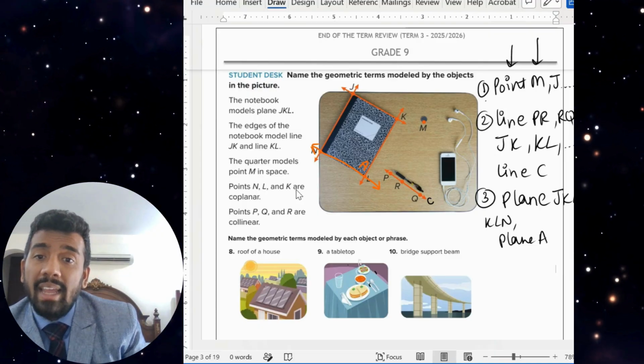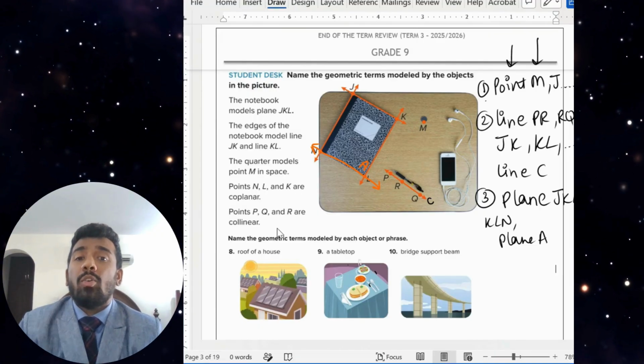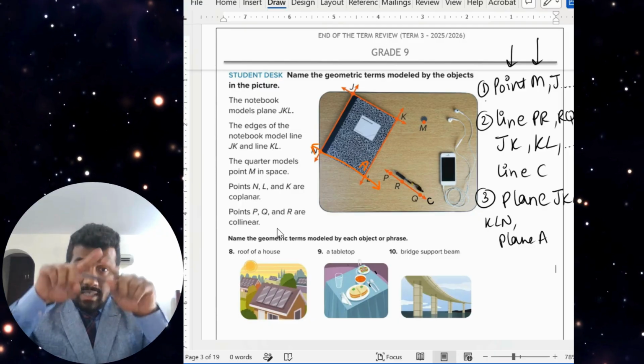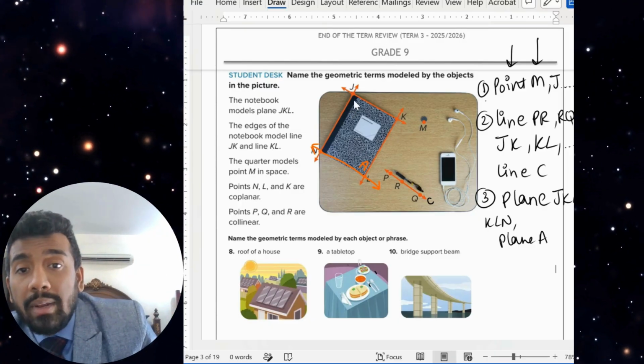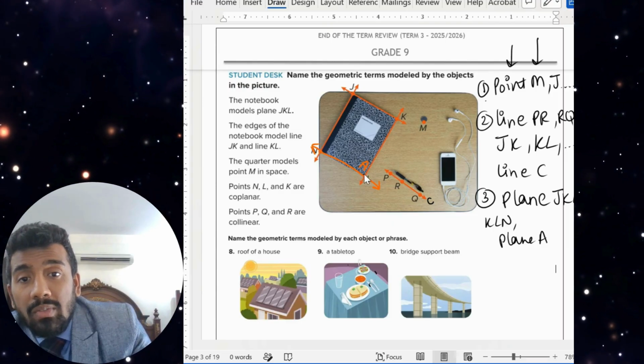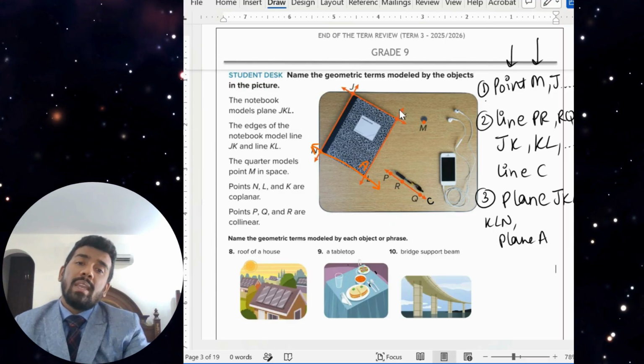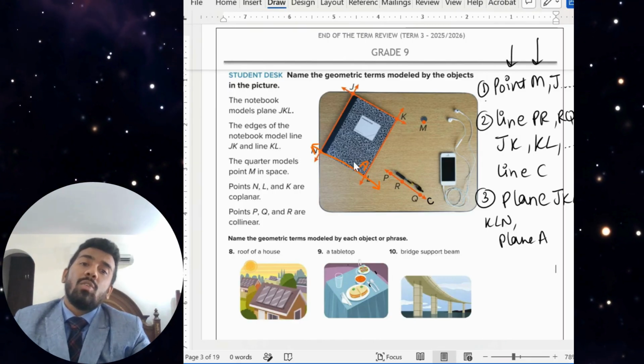Points N, L, and K are coplanar. What do you mean by coplanar? So all the points which are inside one plane are called coplanar. So if I take this notebook, which are the points on this notebook? J, K, L, N. So these are all coplanar.